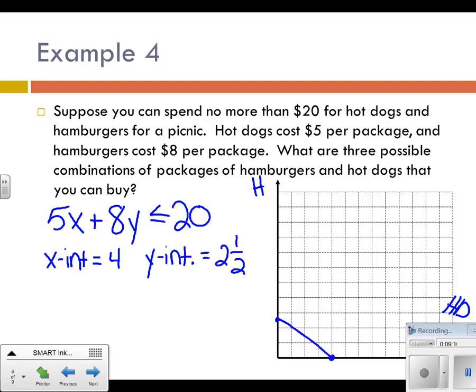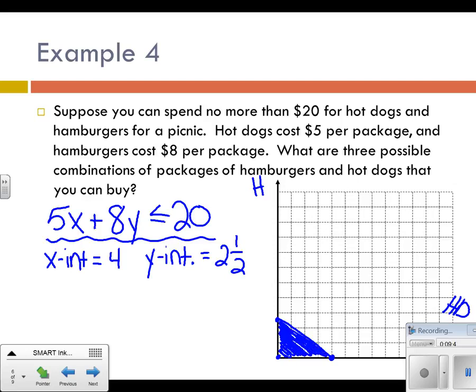And it's a solid line because our inequality had less than or equal to. The quickest way for me to figure out which direction to shade is to plug in the origin, 0, 0. If you plug 0, 0 into this inequality that we have written out, you end up with 0 is less than or equal to 20, which is true.